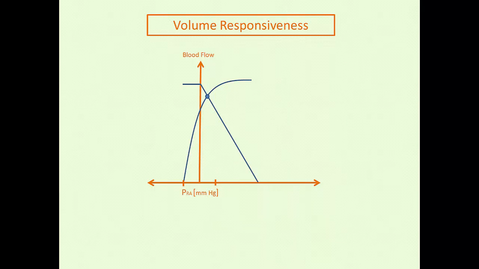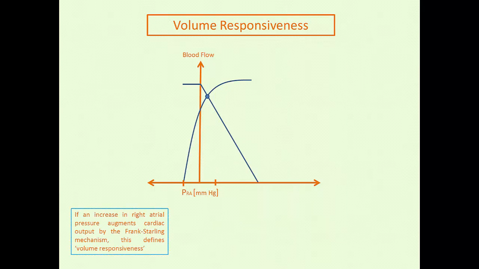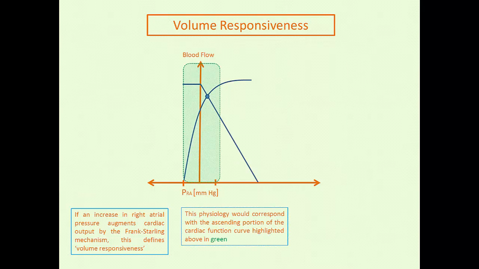And what I want to talk about in this slide is the difference between volume responsive and volume status, which people seem to use interchangeably and inappropriately. So if you increase your right atrial pressure, and that results in an increase in output, then you are volume responsive. So in this patient, I've sort of delineated in this green area that if they're on this portion of their Starling curve, increasing their right atrial pressure by, say, increasing their venous return, will augment blood flow.